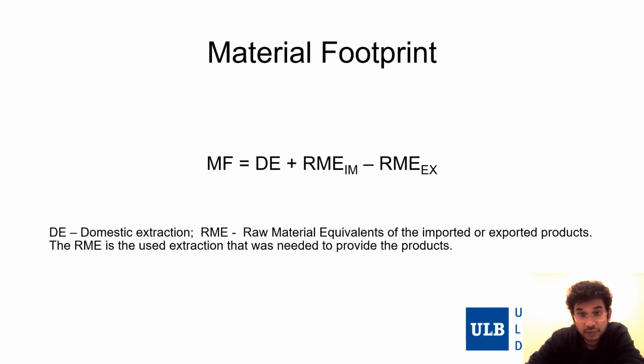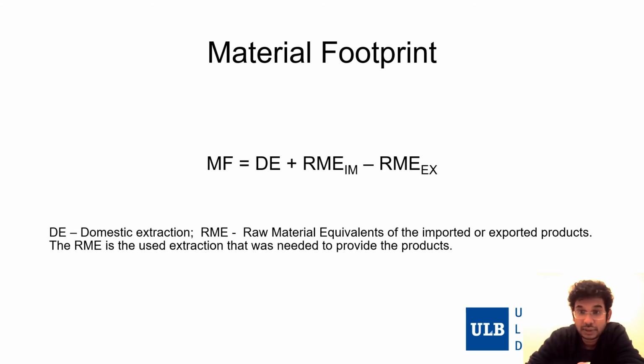So what do they propose? They propose this equation for material footprint. They say that it is the sum of the domestic extraction, as we talked about, and RME imports minus RME exports. What is RME? RME is raw material equivalence of the imported or the exported products. So basically, it is the extraction that you need to provide a particular product. So imagine you want to get a magnet that is consisting of rare earths. You don't simply go into a mine, find the ore and pick out the rare earth that you want to actually use for your magnets.